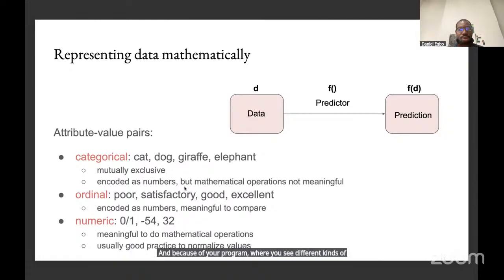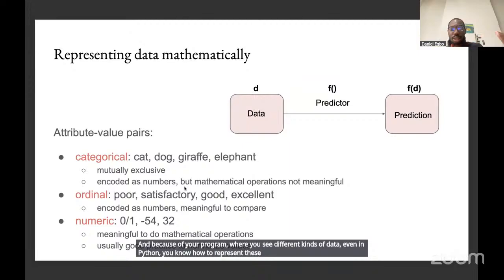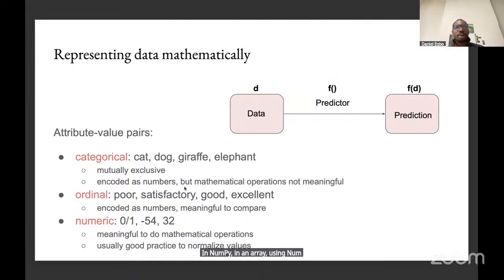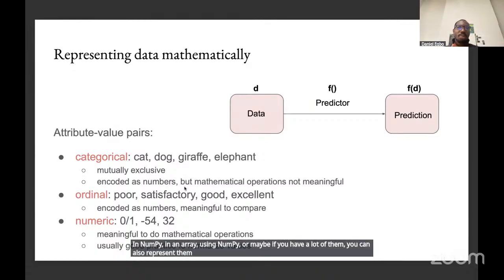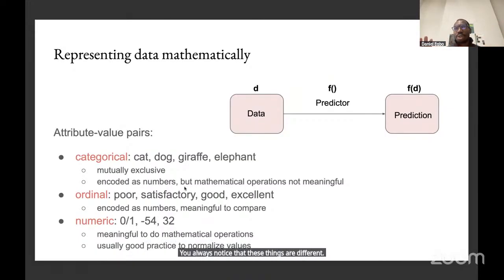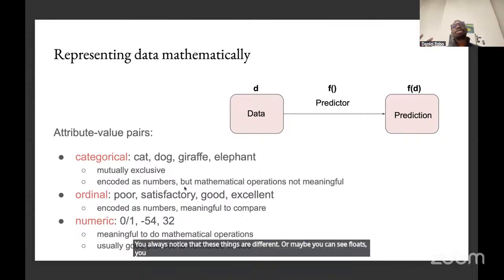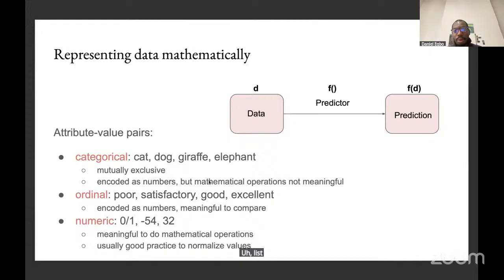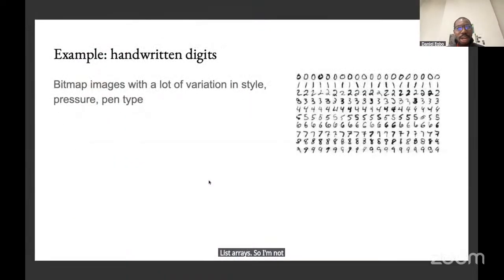Even in Python, you know how to represent these things, maybe in a list, or in an array using NumPy. Or if you want to see them in a tabular form, you can represent them in a pandas data frame. You always notice that these things are different. Maybe you can see floats, you can see integers, you can see objects. Most times objects in pandas are also strings or lists or arrays. So I'm not going to spend a lot of time here.